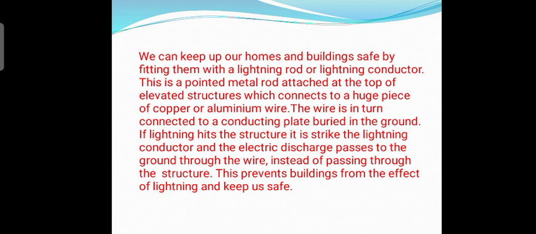If lightning hits the structure, it strikes the lightning conductor and the electric discharge passes to the ground through that wire instead of passing through the structure. And this prevents the building from the effect of lightning and keeps us safe. Isn't it interesting?